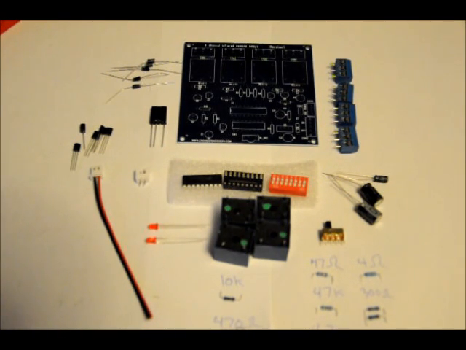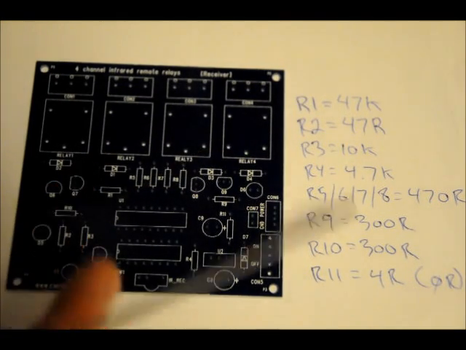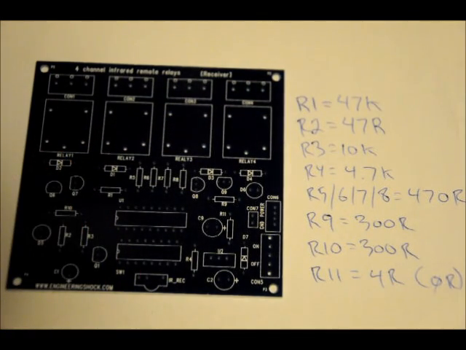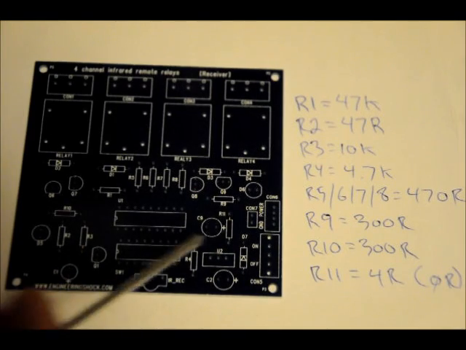So first of all, let's worry about putting our resistors in. Since there's more resistors than anything else, I'm going to go through with you and show you where each of them are. On the board, they're labeled R1 through R11. I've labeled what each value is on the right here. So R1 is a 47K ohm resistor, and that is right here. R2 is a 47 ohm resistor, 47R, that's right here. Just to the right of R2 is R3, which is a 10K ohm resistor.